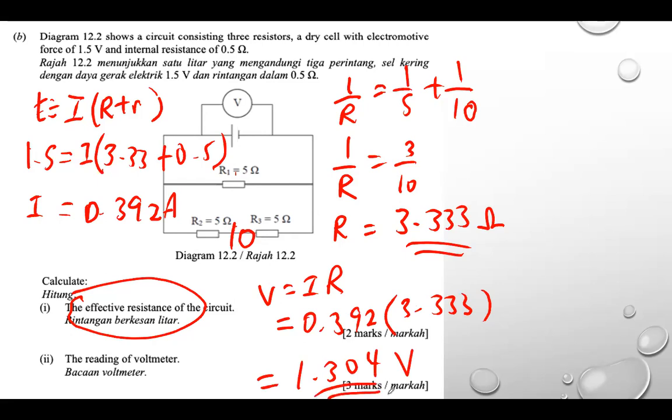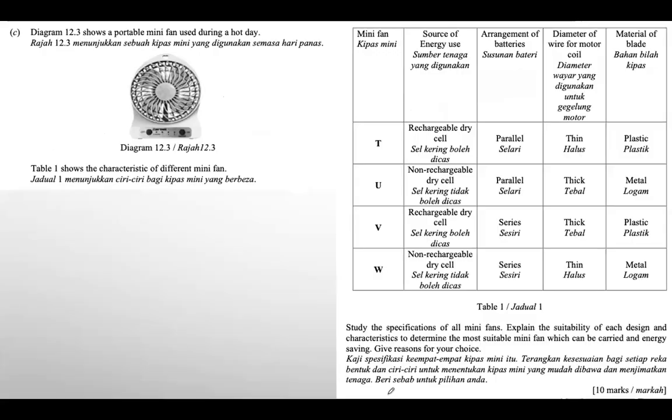Okay, this is a slightly tough calculation question, of which, as I said before, if you're not very good with calculation questions, it doesn't matter. Move to the 10 mark question, because it's the 10 mark question that will give you the most marks. So here's the mini fan and here's the rechargeable, and then parallel and series.